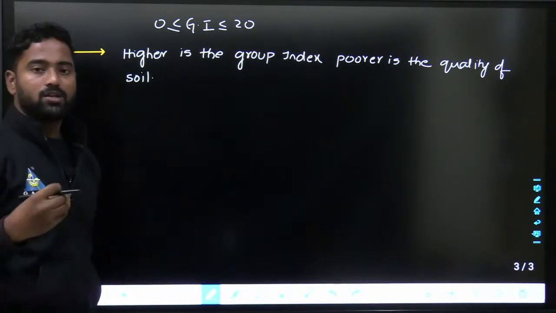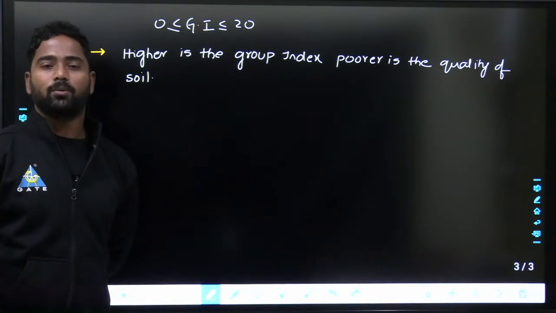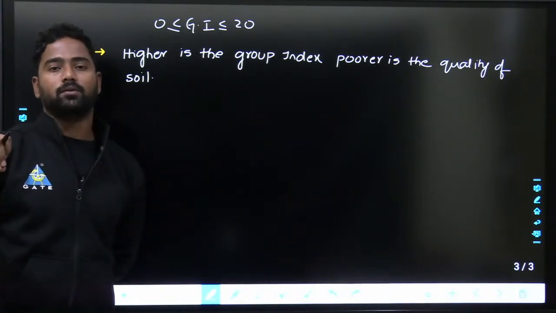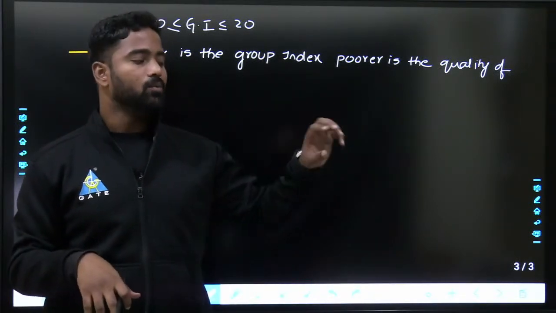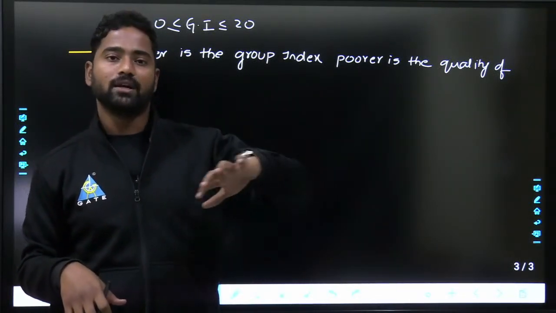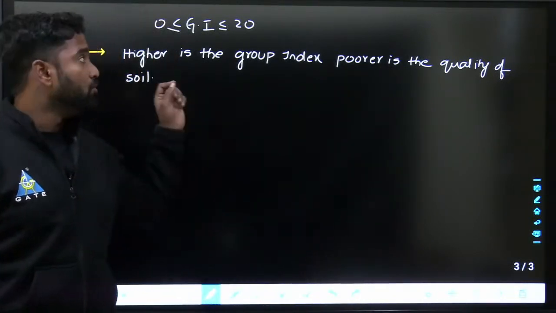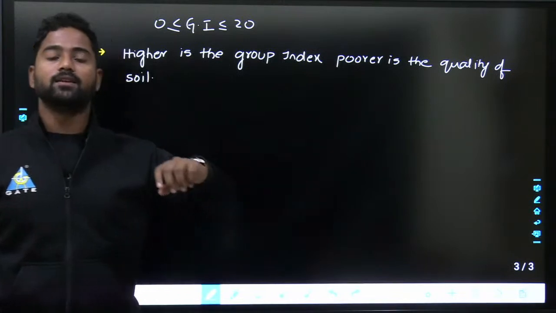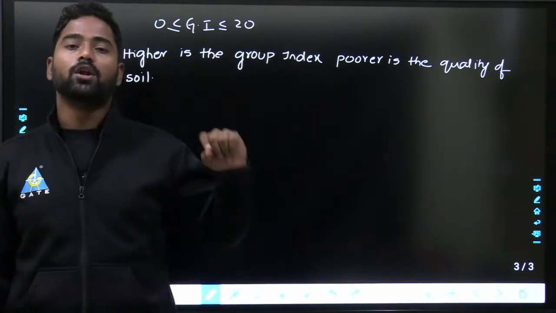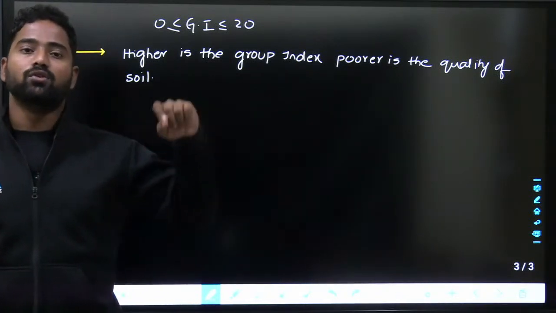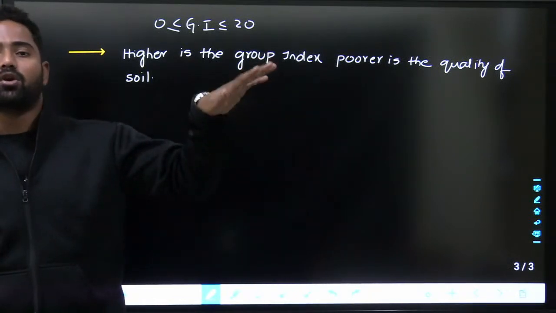That means if the group index is less, the soil is good, and you don't have that much problem in it. You can just add the water content, find the optimum moisture content, and then compact it with the roller. The soil will be ready. But if the group index is more, that means indirectly there is more amount of clay and silt. Then you have to go for soil improvement techniques. Once you improve the soil, only then do you lay the road on it.